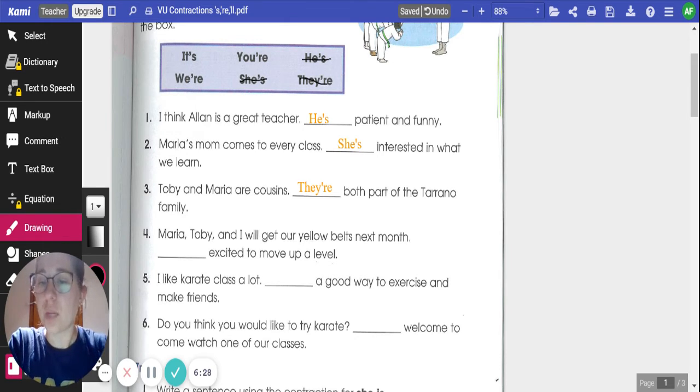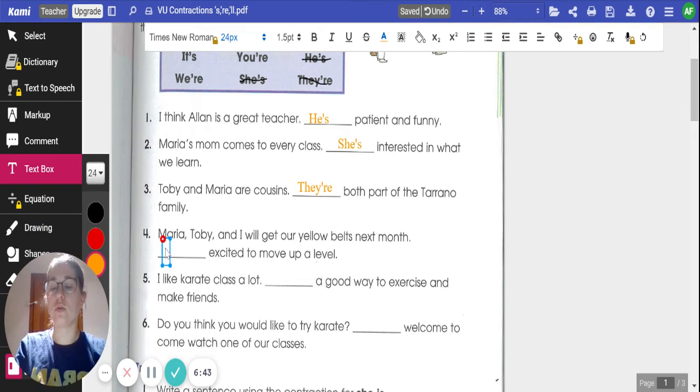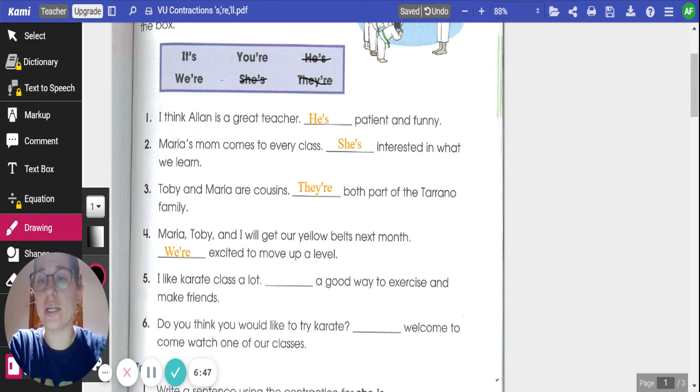Number 4, Maria, Toby, and I will get our yellow belts next month. Blank, excited to move up a level. I have it's, you're, and we're left. I'm going to go with we're for we are excited to move up a level. W-E apostrophe R-E. We are, we're.